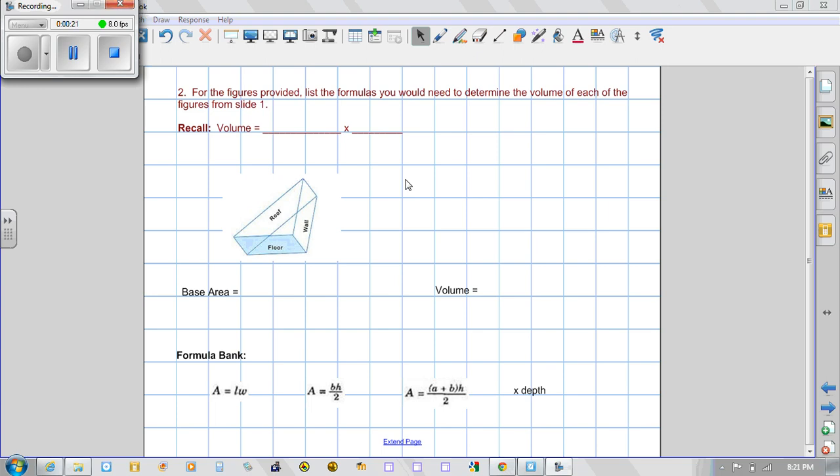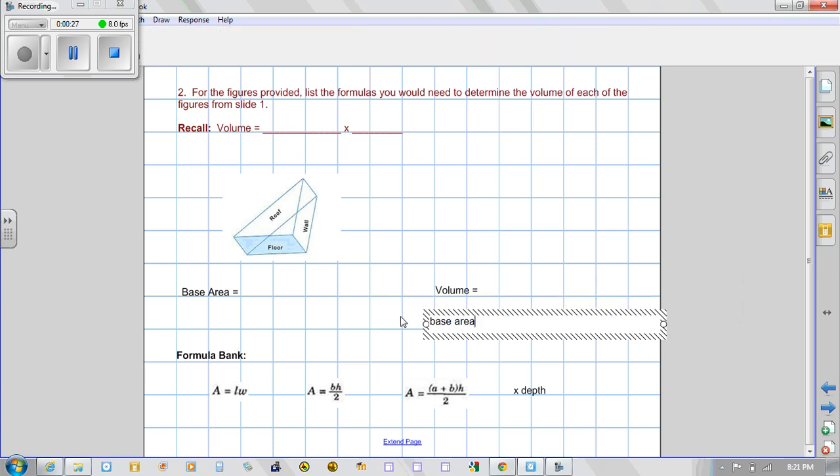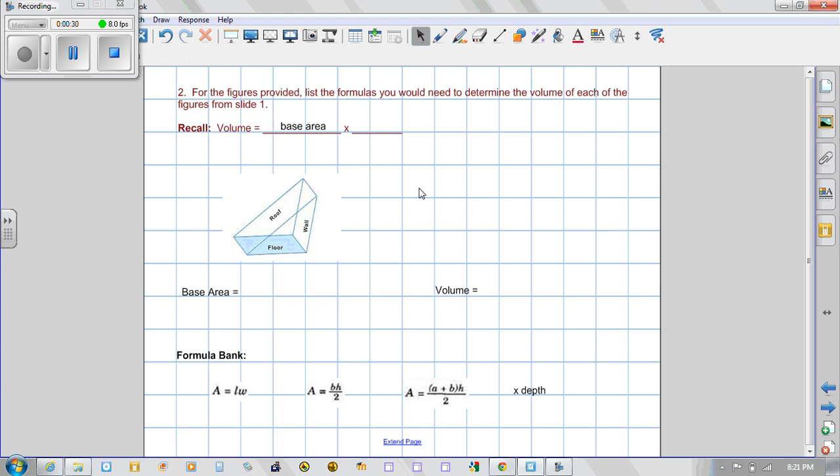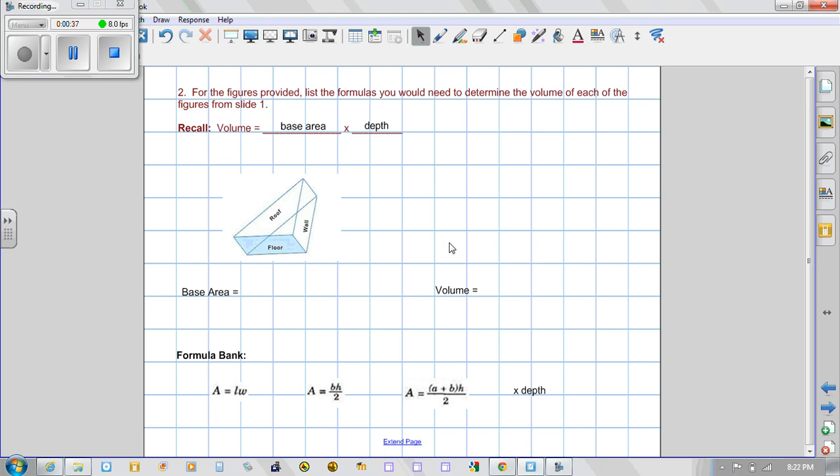So just recall that volume is base area multiplied by the depth of the figure. And for this one, recall that the base in this case is the triangular shape that we have here. So base area would be base times height divided by 2. So it follows that the volume would be determined by first calculating the area of the base and then multiplying that by its depth.